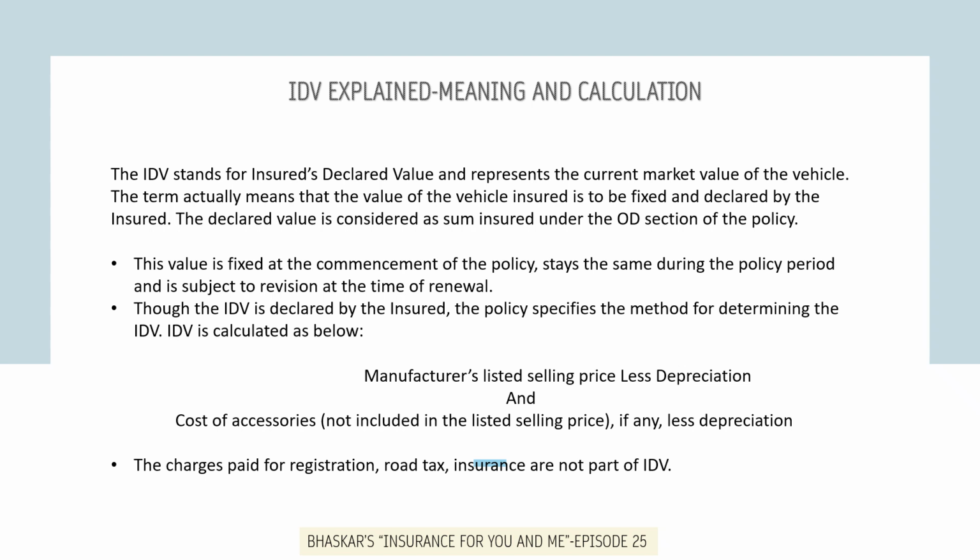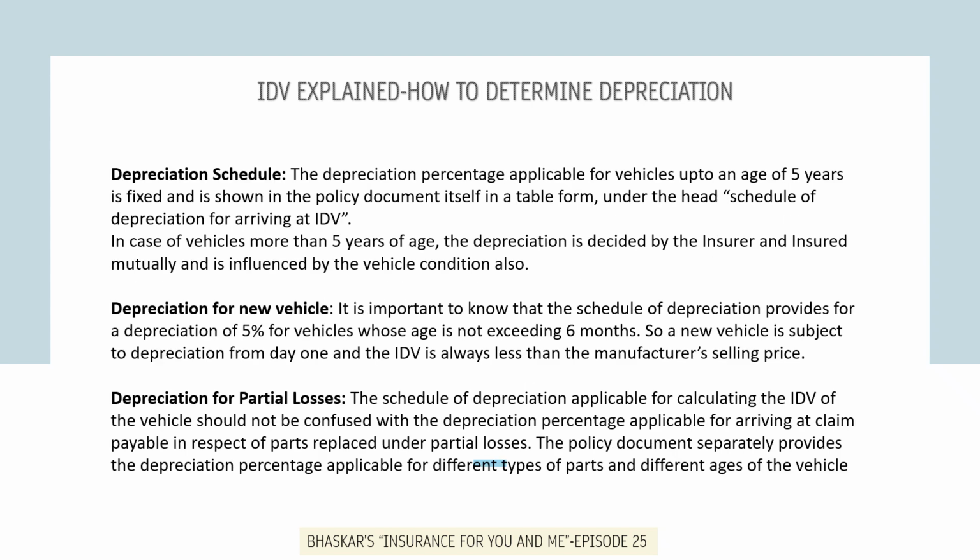The IDV is calculated as the manufacturer's listed selling price less depreciation, and the cost of accessories which are not included in the listed selling price, if there are any, less depreciation on those parts. The charges paid for registration, road tax, insurance, they are not part of IDV. The depreciation percentage applicable for vehicles up to an age of 5 years is fixed, and it is shown in the policy document itself in a table form under the head Schedule of Depreciation for arriving at IDV.